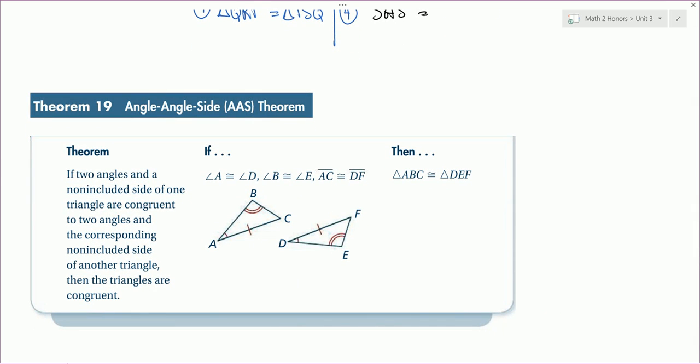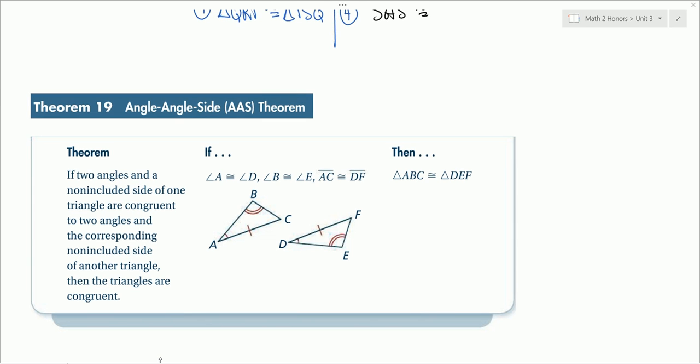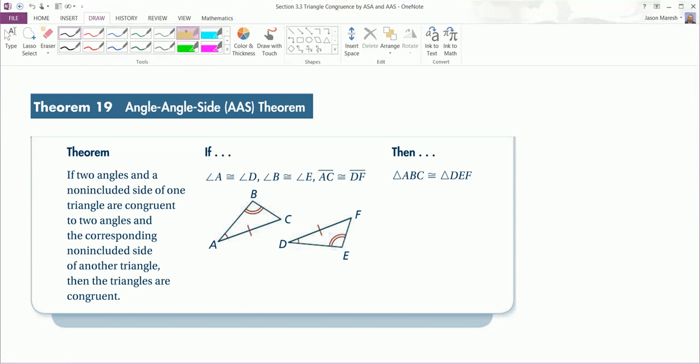Here's another theorem that we can use to prove that two triangles are congruent. This is the angle angle side theorem. And this theorem states that if two angles and a non-included side of one triangle are congruent to two angles and the corresponding non-included side of another triangle, then the triangles are congruent. So you can kind of see what's stated by looking at these pictures.